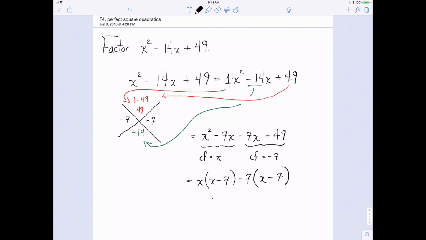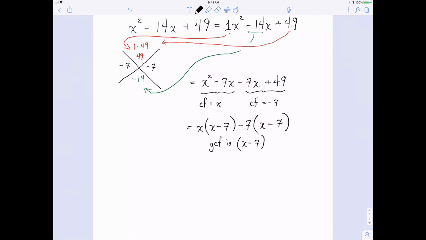And now look, we have a new greatest common factor of x minus 7, so we can factor that out. So I factor out an x minus 7. And I'm left with, look at that, if I write exactly what remains, I have another x minus 7.